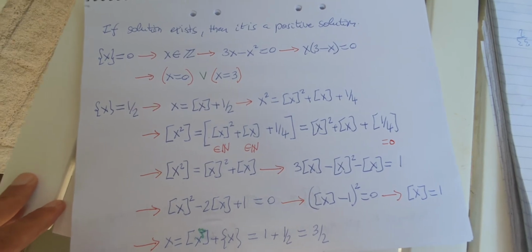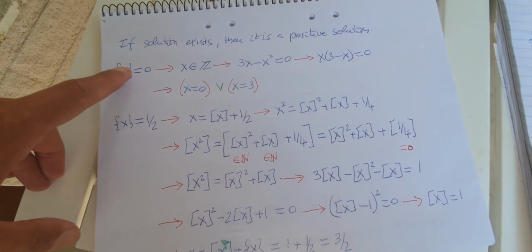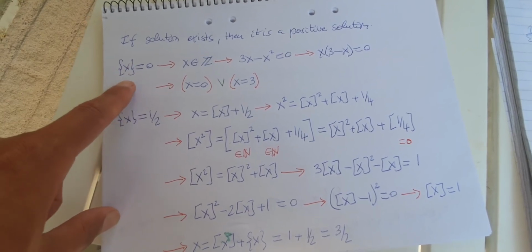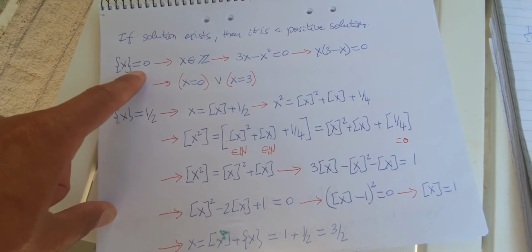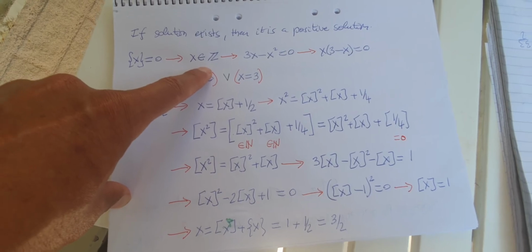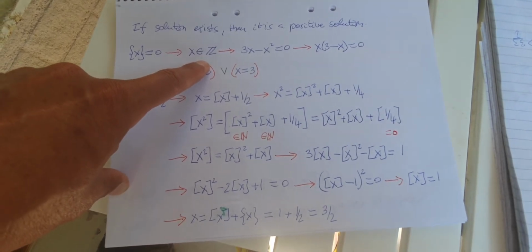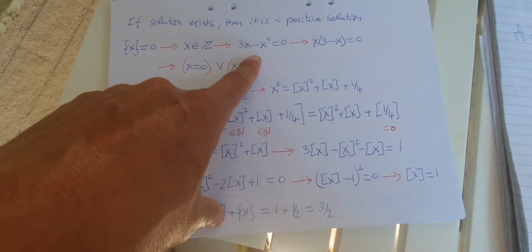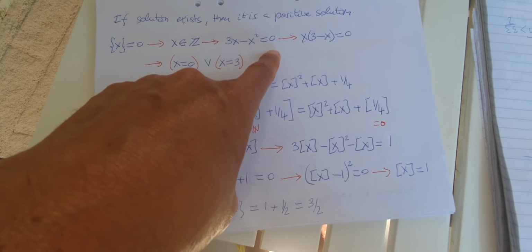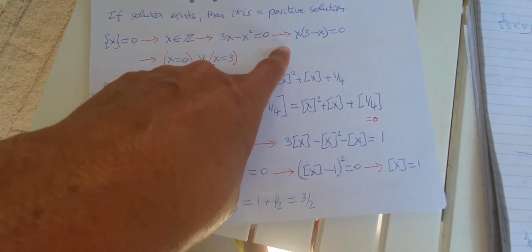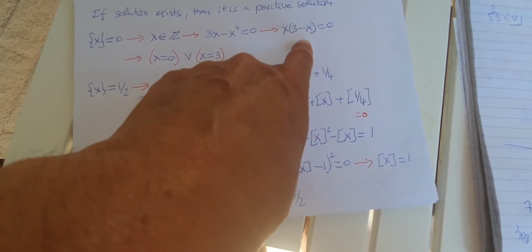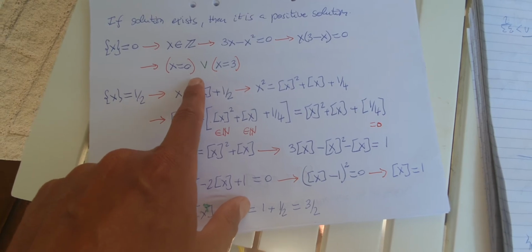So we know that the fractional part of x is either 0 or a half, and we are going to study those two cases. So if the fractional part of x is 0, then x is an integer, and the equation transforms to this equation: 3x minus x squared is 0, which leads to x times 3 minus x is equal to 0, and this equation has two solutions, either x equal to 0 or x equal to 3.